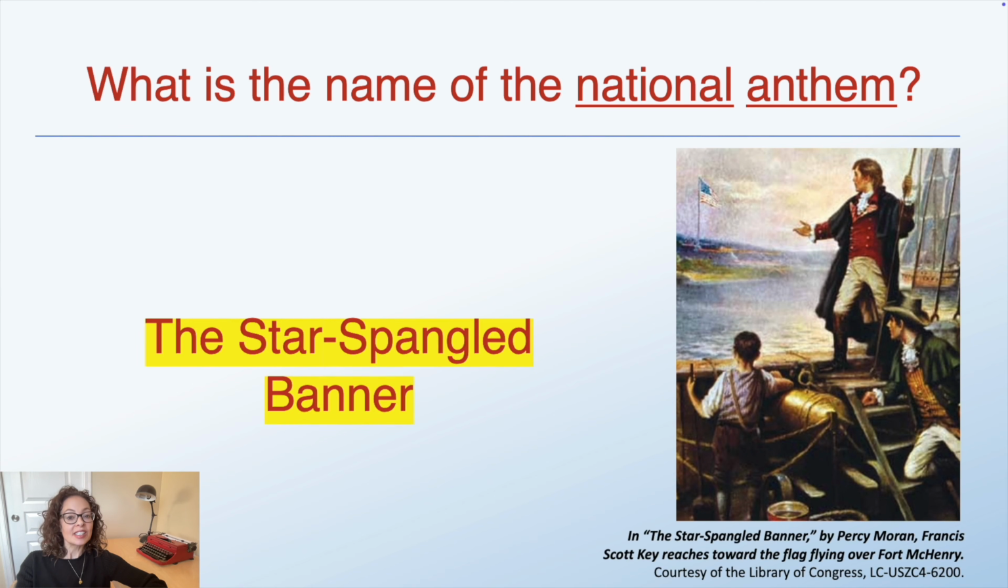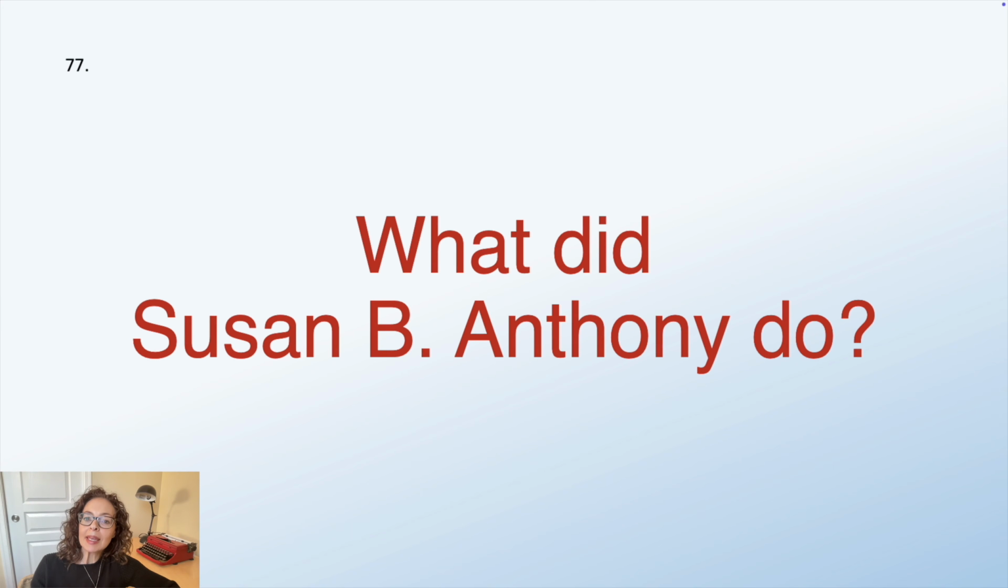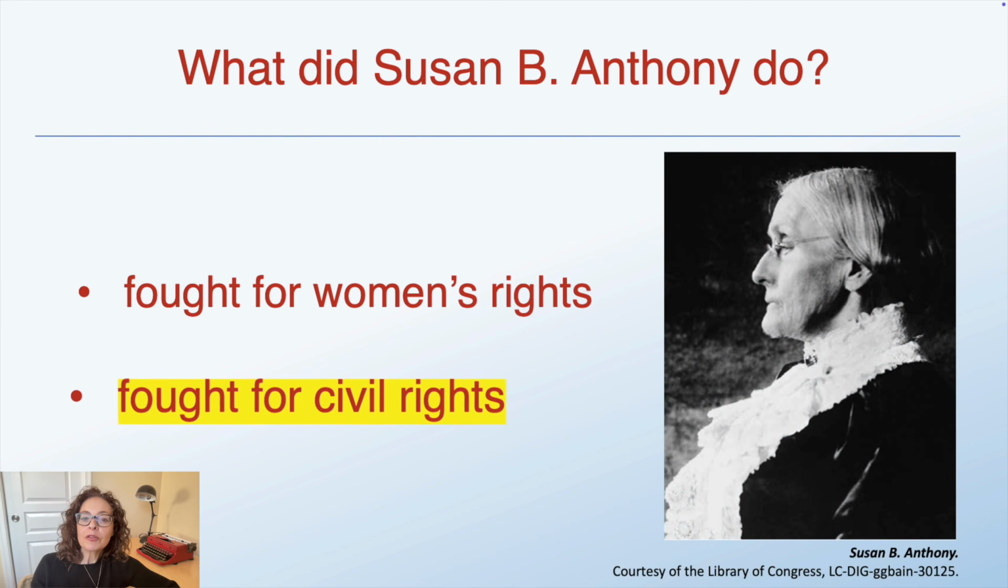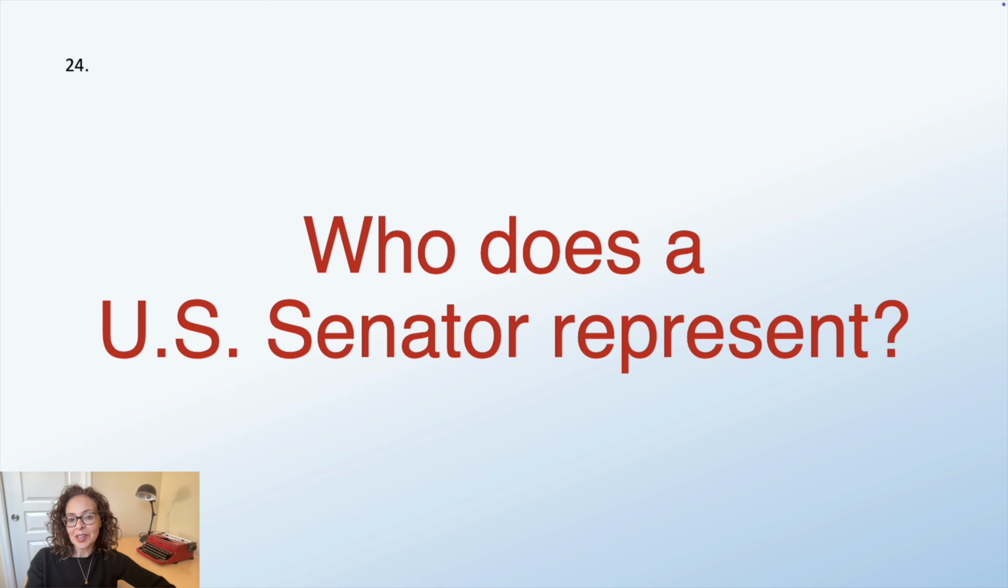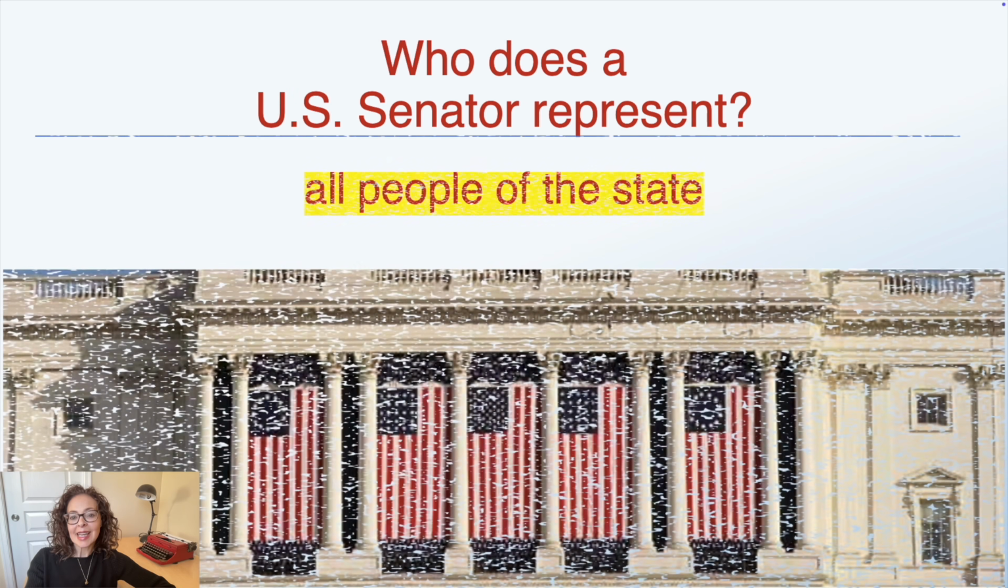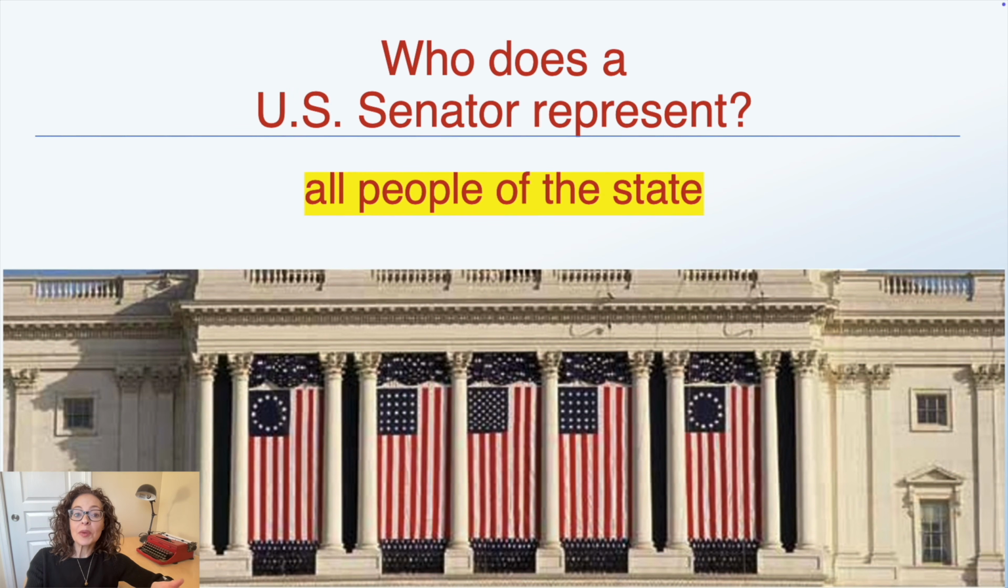What is the name of the national anthem? The Star-Spangled Banner. What did Susan B. Anthony do? She fought for civil rights. Who does a U.S. Senator represent? The Senator represents all people of the state.